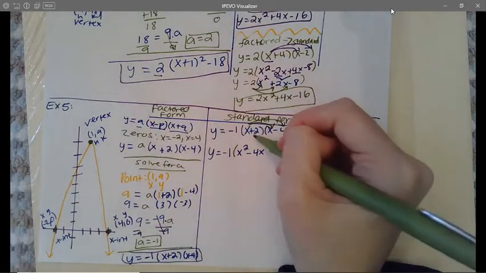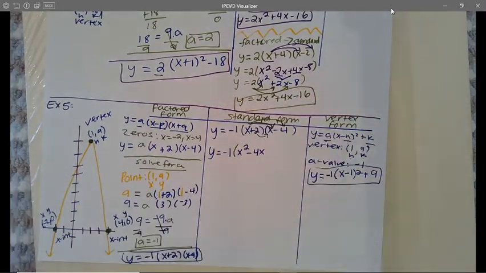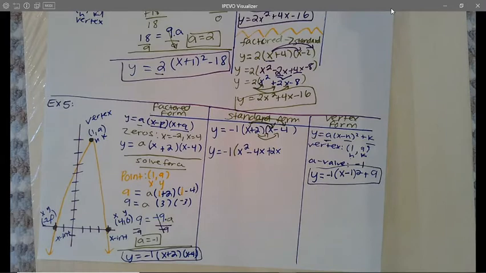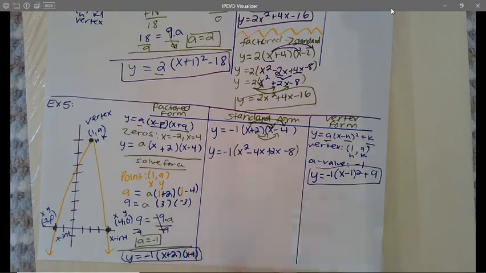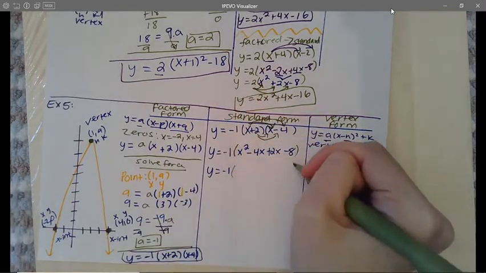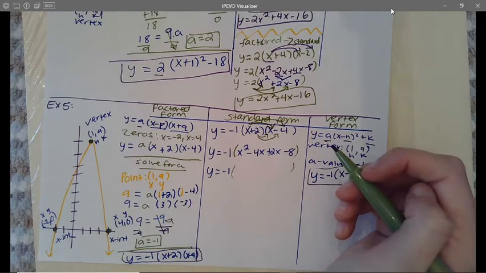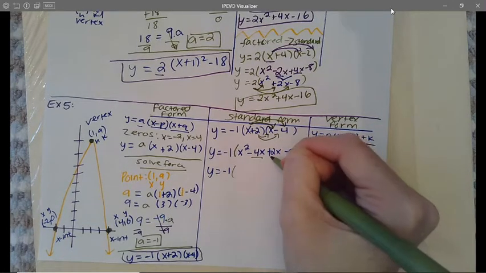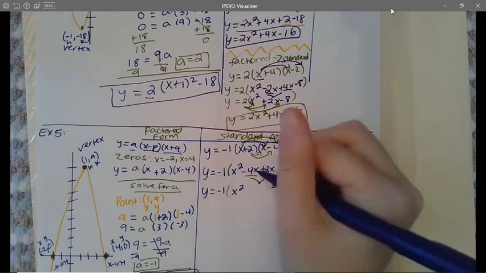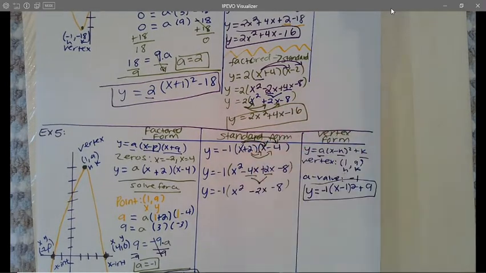And then I'm going to do the same thing with the 2. 2 times x is positive 2x. And 2 times -4 is -8. Before I distribute the -1 through, I like to combine my like terms first. Looking here, the only two like terms are, as you said, the -4x and the positive 2x. So I'll need to combine those. Otherwise, I can just bring on down the x squared and the -8. So -4x plus 2x is -2x.